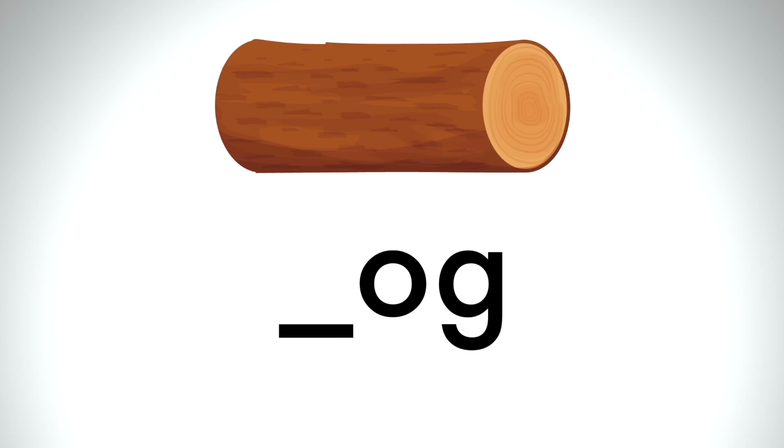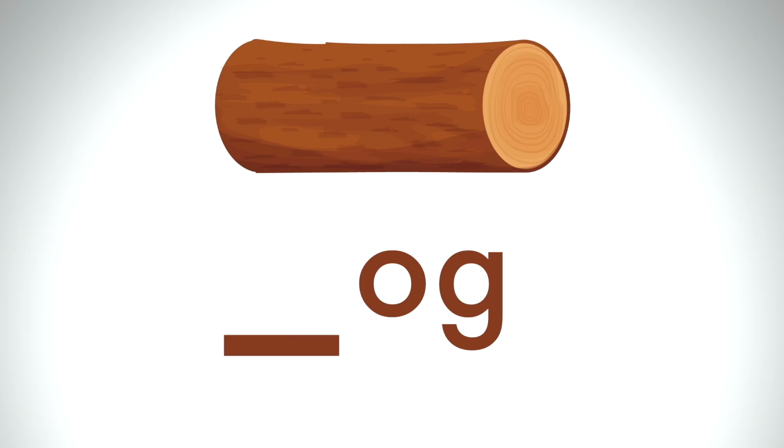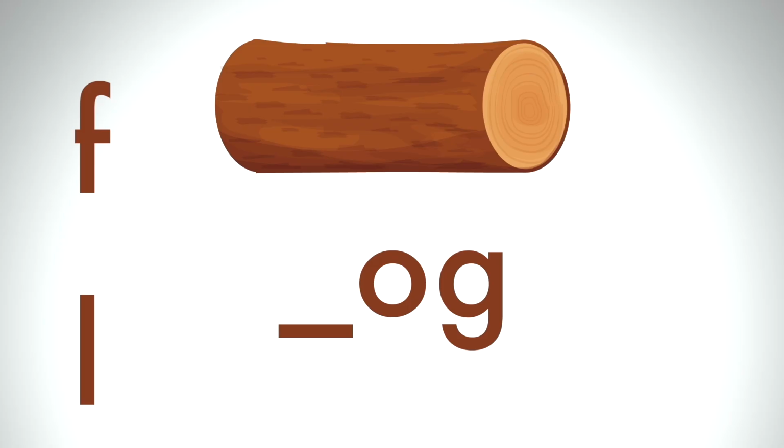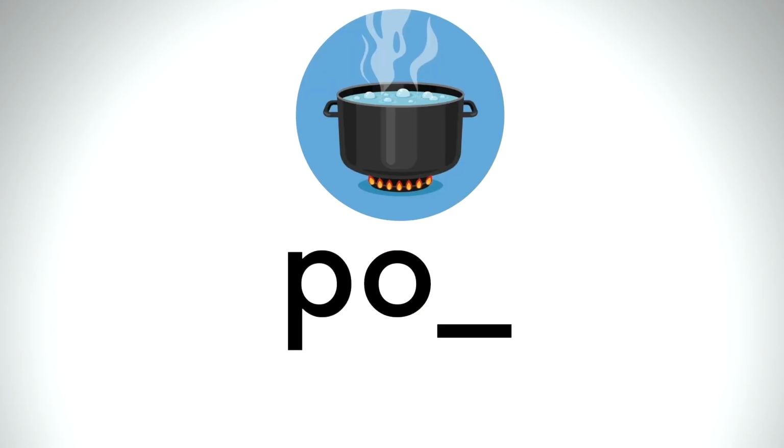Uh-oh, this time the beginning letter is missing. The word is log. Let's say each sound in log to figure out how to complete the word. Log. L, ah, g. Okay, we have the letters for the og part, but we're missing the letter for the first sound. L. Which of these letters makes the sound L? L makes the L sound. Now we have all of the sounds in the word. L, ah, g. Log.